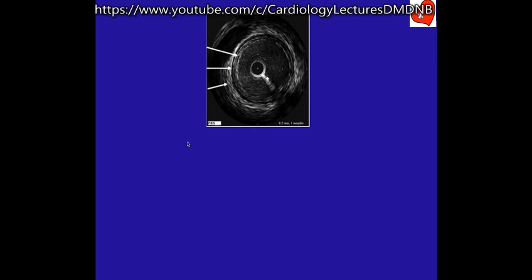Sir, this is Dr. Amit here, sir. So this is an OCT image. Just the three arrows which are pointed towards the intima, media, and adventitia, sir. I'm sorry. You get 0 marks. It's an IVUS image. Sorry, IVUS image, sir. What is IVUS? Intravascular ultrasound.